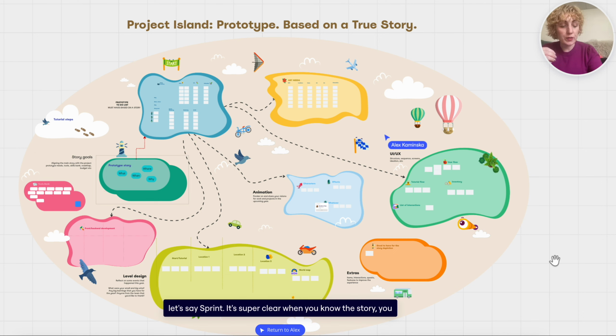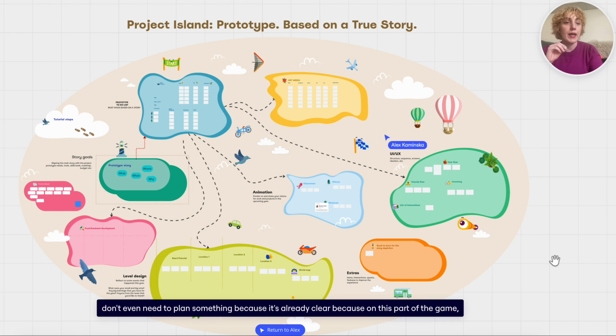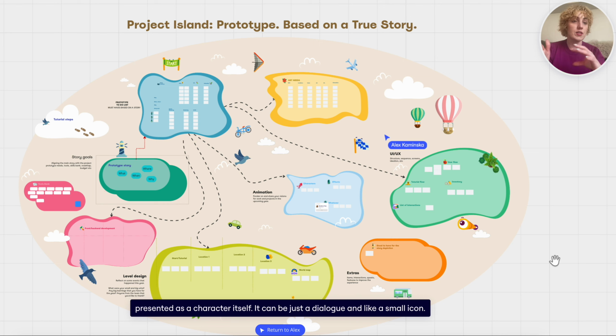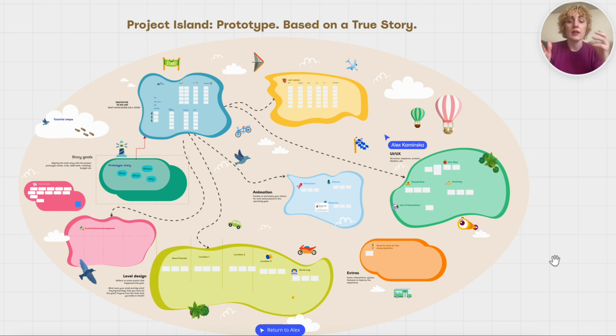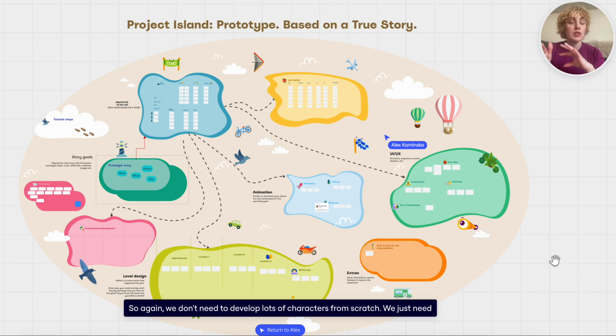It's super clear when you know the story. You don't even need to plan something because it's already clear. Because in this part of the game, it's just Red Riding Hood. We have her mom. She could even not be presented as a character itself. It can be just a dialogue and a small icon. So again, we don't need to develop lots of characters from scratch. We just need to develop as small a bundle as possible to see how it works, to see how they all work together. Let them play together and see how it looks and feels.